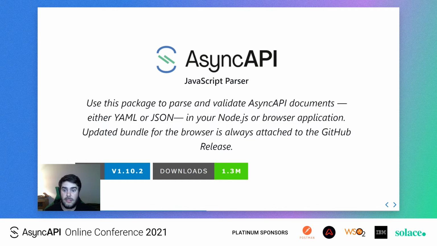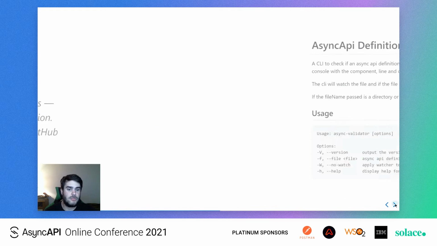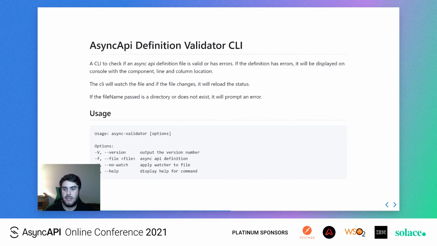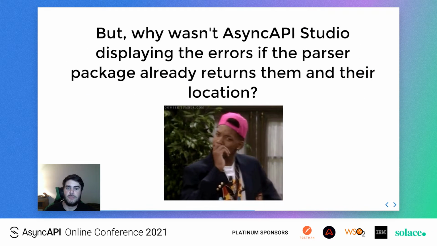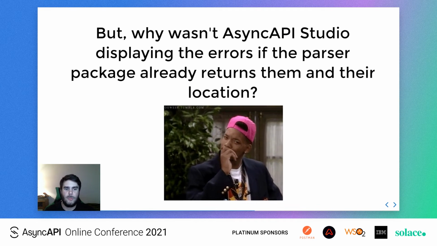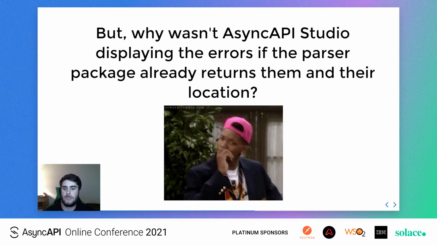At this point, I had already built a tool to simplify the validations, but I noticed that AsyncAPI Studio was also using the same parser that I use. So why aren't they being able to display the errors just like me? We are both using the same parser, but the studio isn't displaying the errors to the user.